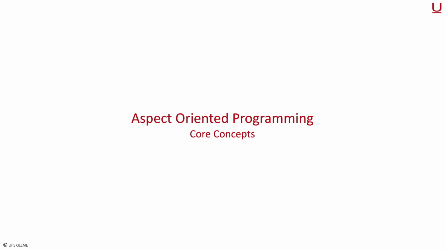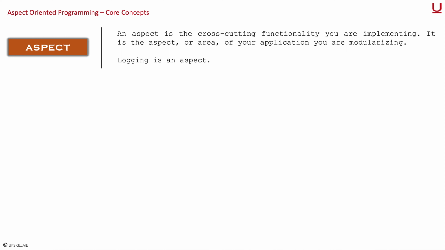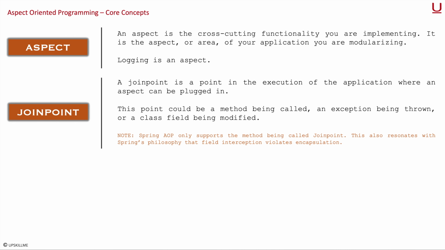Let us understand the core concepts governing aspect-oriented programming. Aspect. An aspect is the cross-cutting functionality you are implementing. It is the aspect or area of an application you are modularizing. Join point. A join point is a point in the execution of the application where an aspect can be plugged in. This point could be a method being called, an exception being thrown, or a class field being modified. Do note, Spring AOP only supports the method being called join point. This also resonates with Spring philosophy that field interception violates encapsulation.